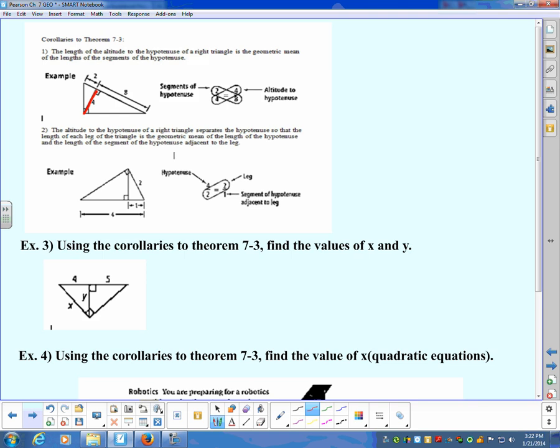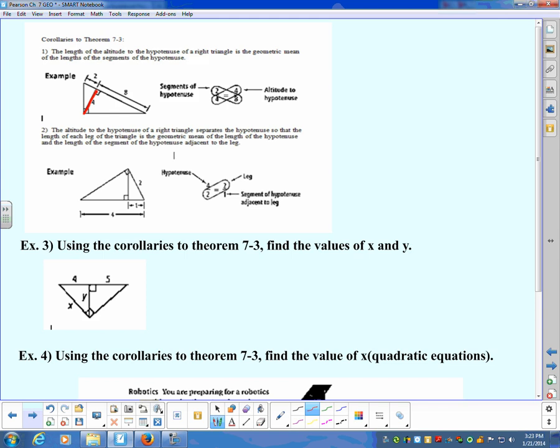So we're going to put the 4 in the means place in the proportion. It is the geometric mean of the lengths of the segments of the hypotenuse. The segments of the hypotenuse are the two pieces that the altitude splits the hypotenuse into. So this piece right here goes in the mean spot, and these two values go here and here. That's it. So it's just setting up a proportion.